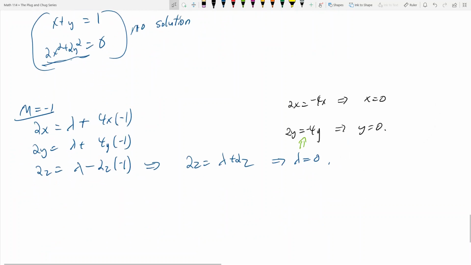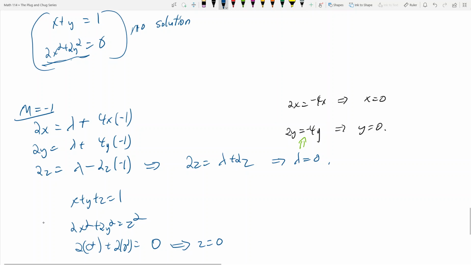Okay. Well, remember what my other two constraints were. I got x plus y plus z is equal to 1. I got 2x squared plus 2y squared is equal to z squared. Well, if x and y are 0, then 2 times 0 squared plus 2 times 0 squared is equal to 0. Right? So that means z squared is equal to 0, which implies z is equal to 0. Right? But up here, it implies z is equal to 1.